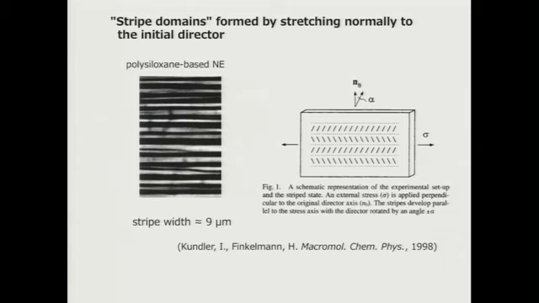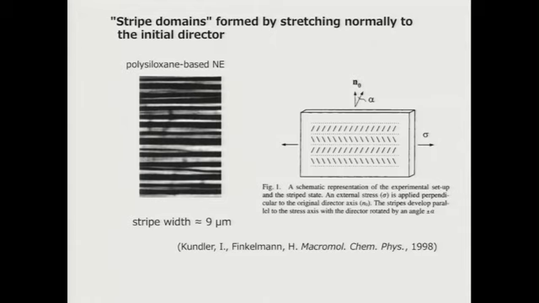The very famous and interesting phenomenon is the formation of stripe domains during the director rotation process. If you stretch the sample normal to the initial director, the director can rotate in clockwise and anti-clockwise directions. So the sample has a coexistence of domains with director angles of plus minus theta. So the sample shows stripe domains.